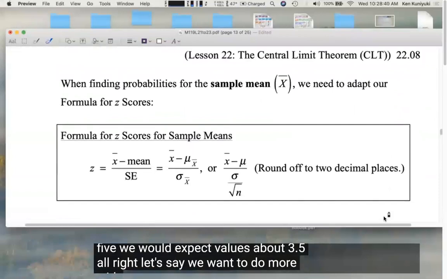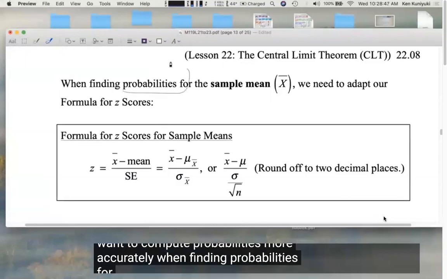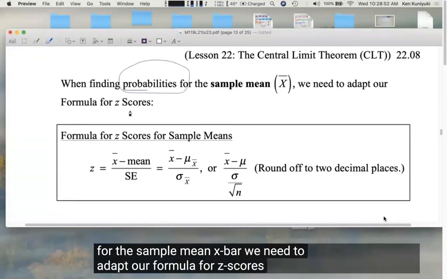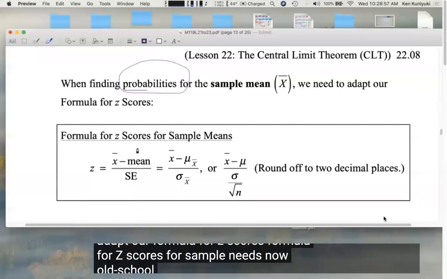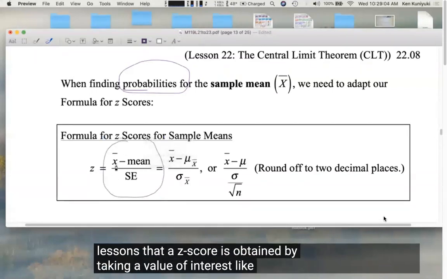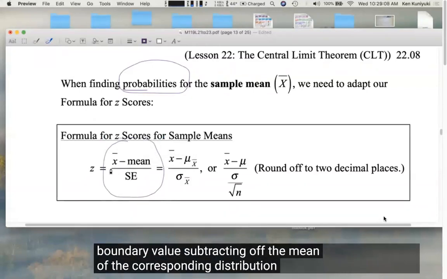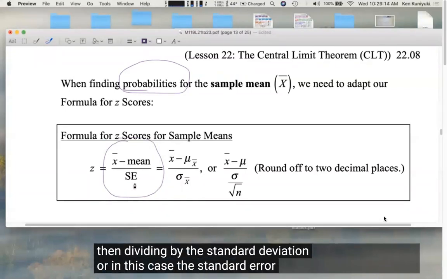Let's say that we want to compute probabilities more accurately. When finding probabilities for the sample mean, x bar, we need to adapt our formula for z-scores. Formula for z-scores for sample means. Now, old school, you remember from previous lessons that a z-score is obtained by taking a value of interest, like a boundary value, subtracting off the mean of the corresponding distribution, and then dividing by the standard deviation, or in this case, the standard error.